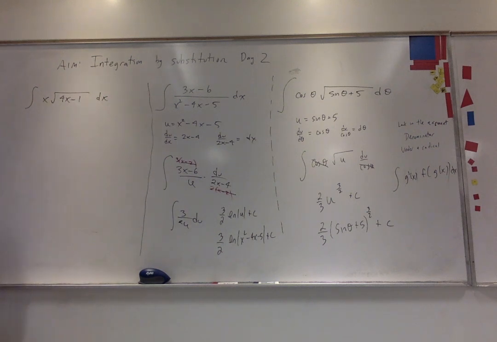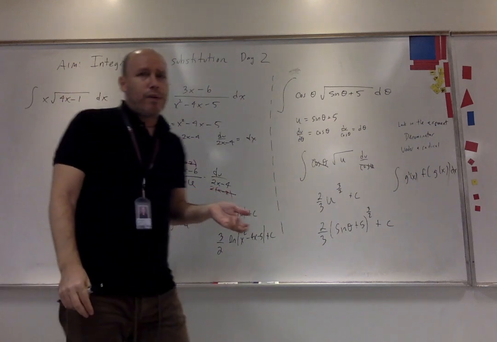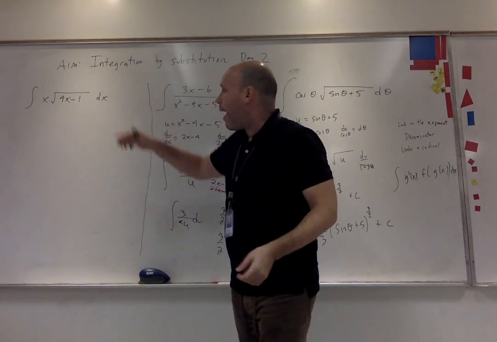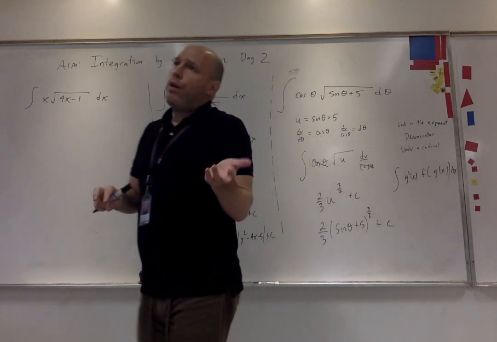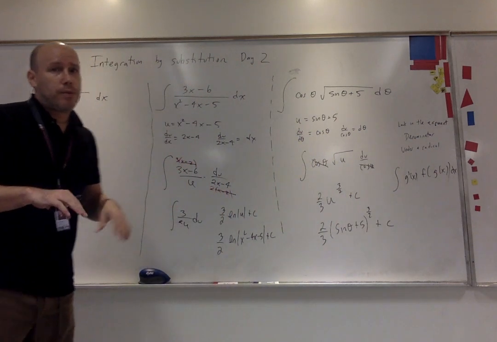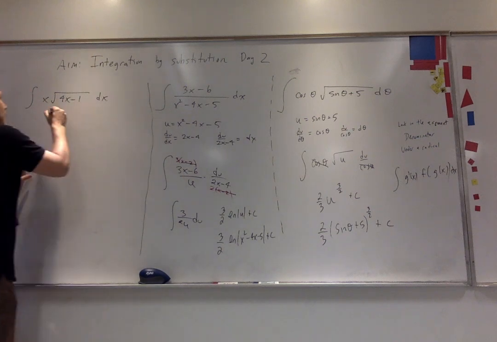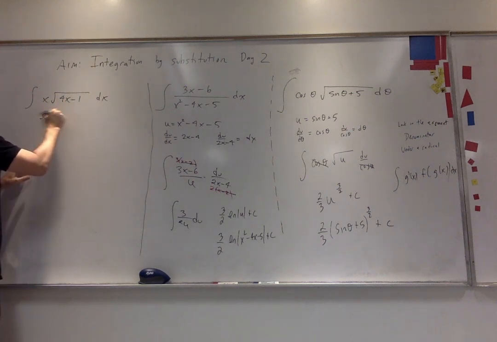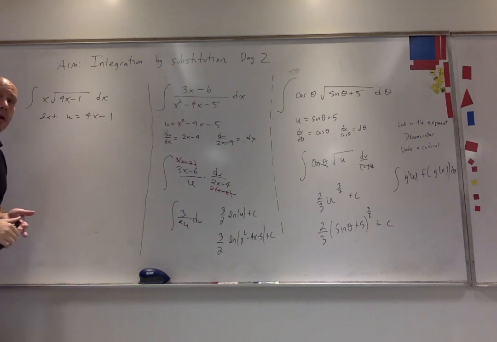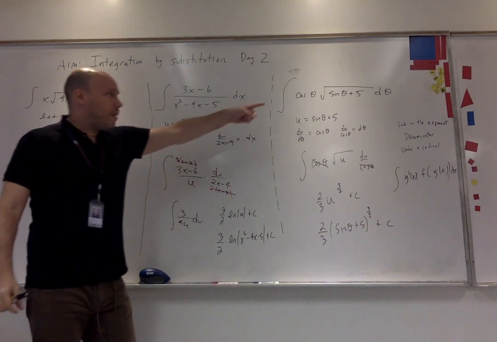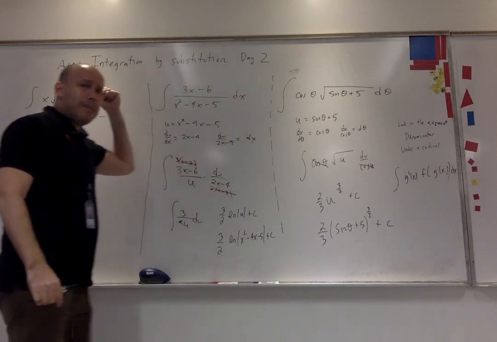Okay, now you look at this and you say, well, wait a minute, the derivative of 4x minus 1 is not knocking out that x, right? So what do you do? Well, nowadays they give you the substitution. So they will say, let u equal 4x minus 1. Once again, we're going to substitute under the radical. We're going to see what happens here.